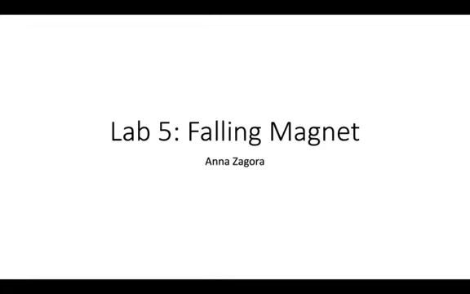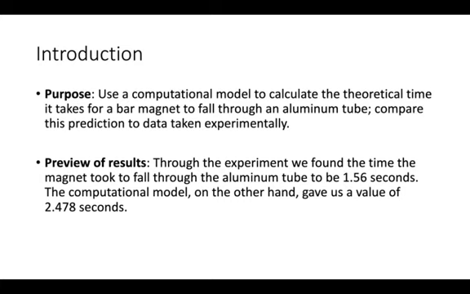In this video, I'll be talking about Lab 5, where we looked at a falling magnet. The purpose of this lab is to use a computational model to calculate the theoretical time it takes for a bar magnet to fall through an aluminum tube, and then to compare this prediction to data we take experimentally. Through the experiment, we found the time the magnet took to fall through the aluminum tube to be 1.56 seconds. The computational model, on the other hand, gave us a value of 2.478 seconds.